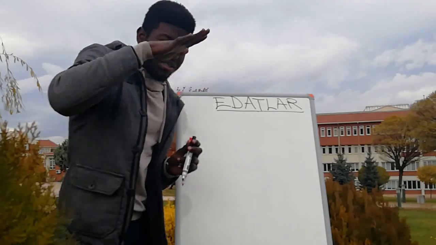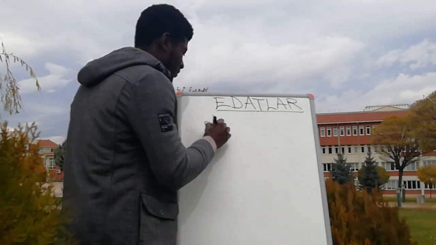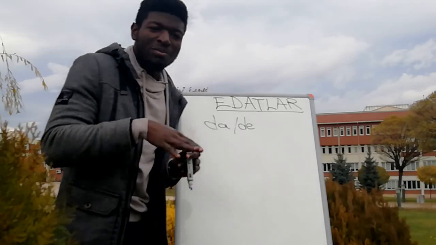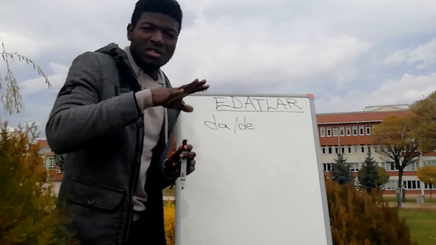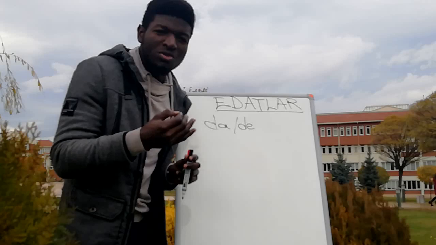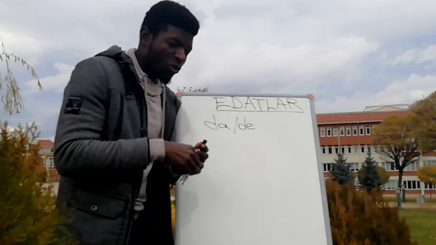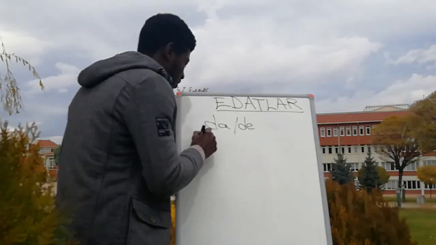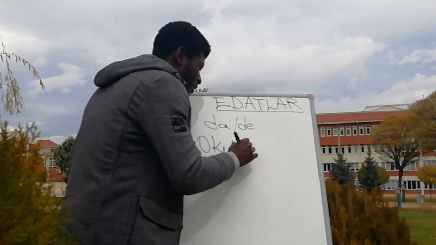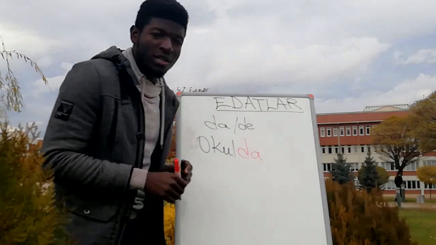So when I mean something in a place, I just use da or de. If I'm meaning something in a place or something somewhere, we use da or de. For example, if I want to say I'm at school, we will be using da. School is okul. Don't forget that. Okul da.